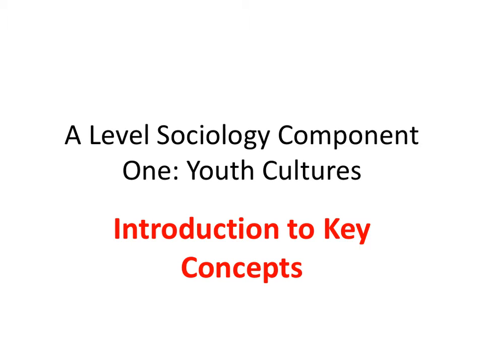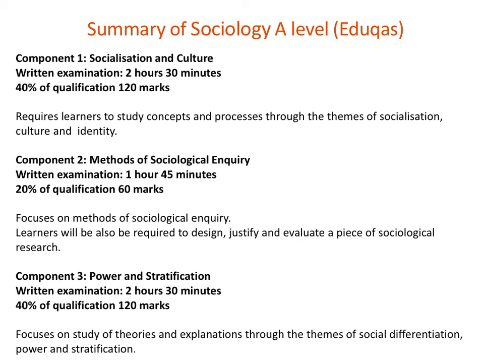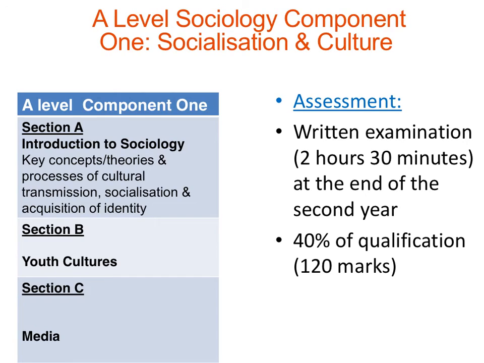Welcome to the first of a new series of screencasts focusing on the youth culture section of the Component 1 A-Level Sociology exam. So remember, there are 3 exams that you do at the end of the second year, and the youth culture section is within the first paper, Component 1. As you can see over here, Component 1 is divided up into 3 sections, and the youth cultures part of the paper is Section B.